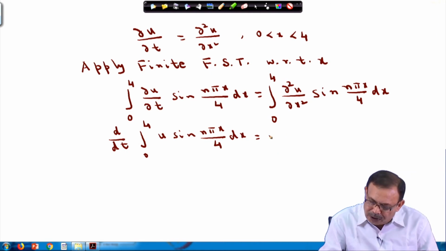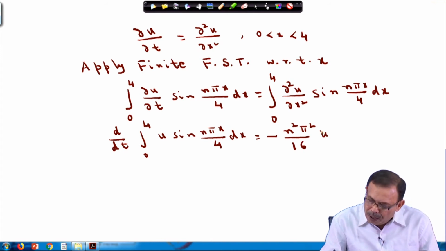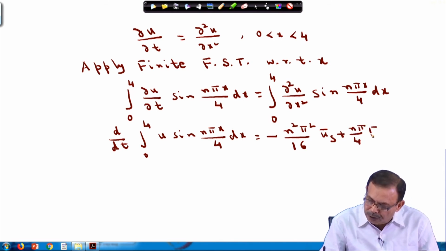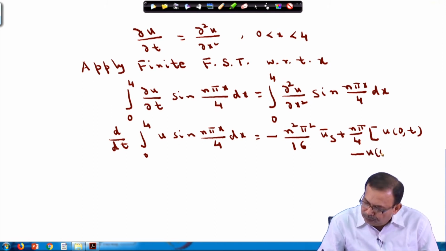I am writing d dt because the sine kernel on the left hand side is independent of t. And the right hand side will be, from the definitions, and I am not explaining that again, minus n squared pi squared by 16 into u bar s, plus n pi by 4 into u(0,t) minus u(4,t) into cos n pi.